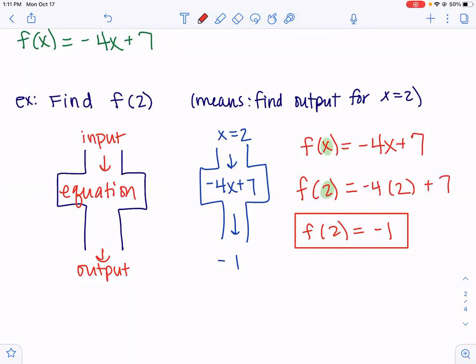Now what does this mean? This means when x is 2, y is -1. So if I wanted to graph this, we would have the coordinate 2, -1. Literally the same thing we did in our warm-up. It just looks a lot different.